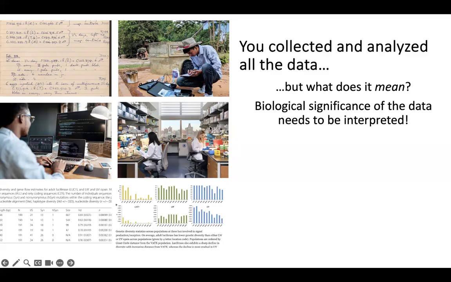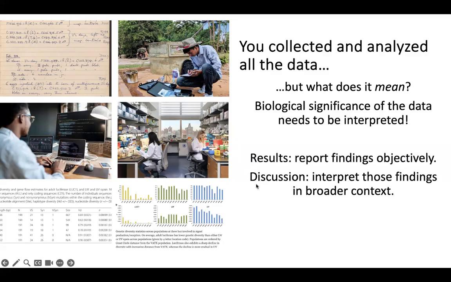So speaking of the results, just a reminder, in the results, we report our results objectively. This is going to include figure form as well as written results form. And in the discussion section, we interpret those results in a broader context of literature. We say what they mean for our field, what they mean for science, and what the large overall implications of those results are.